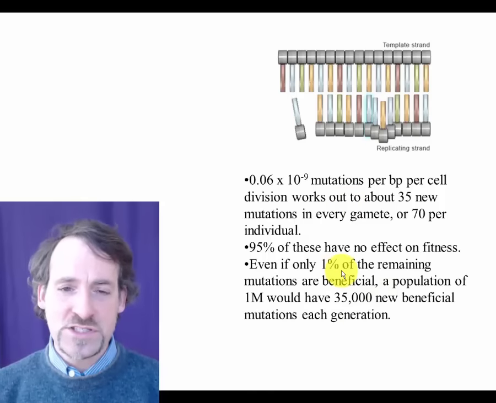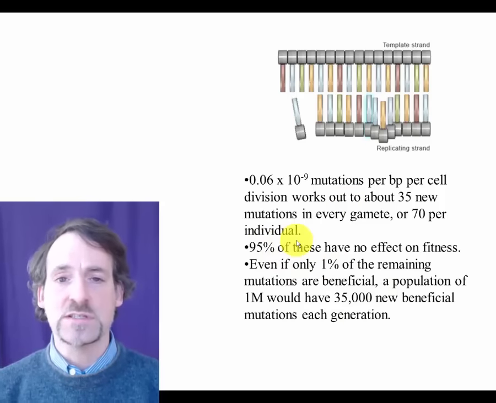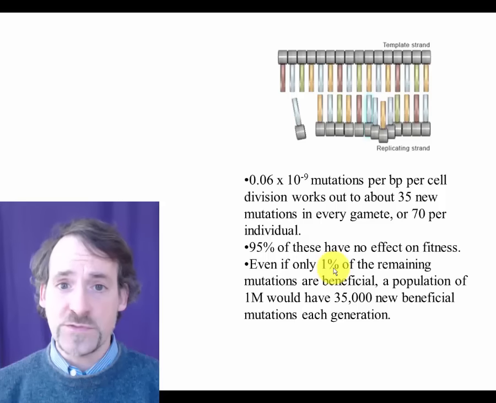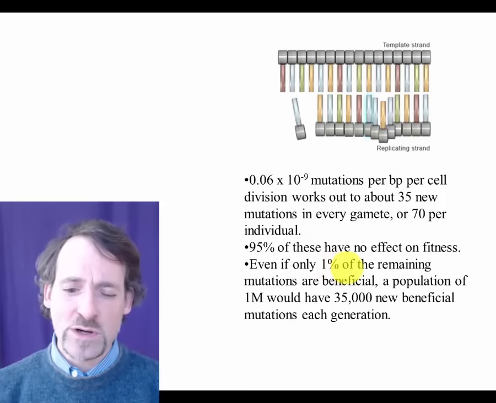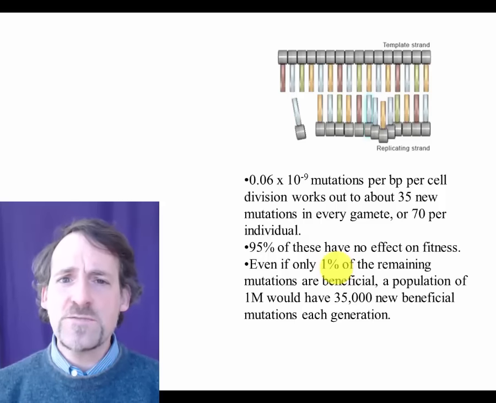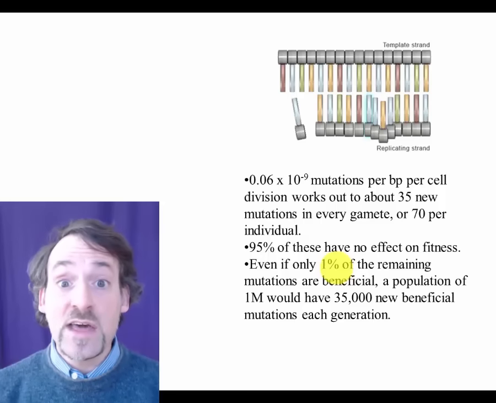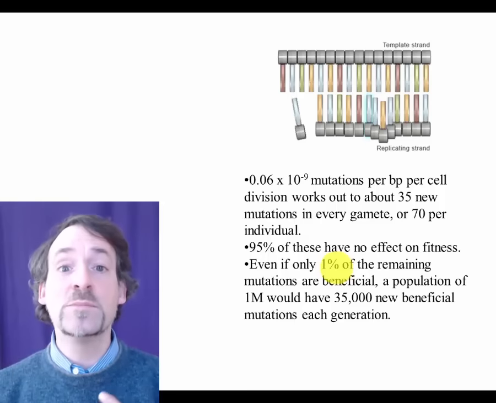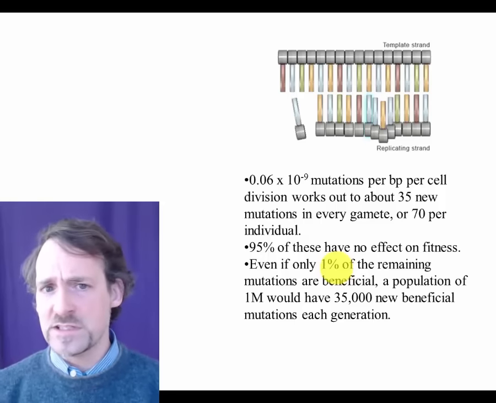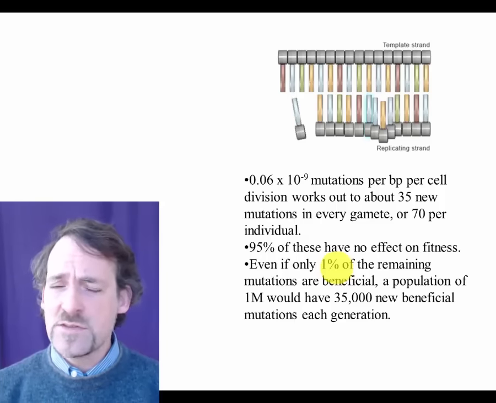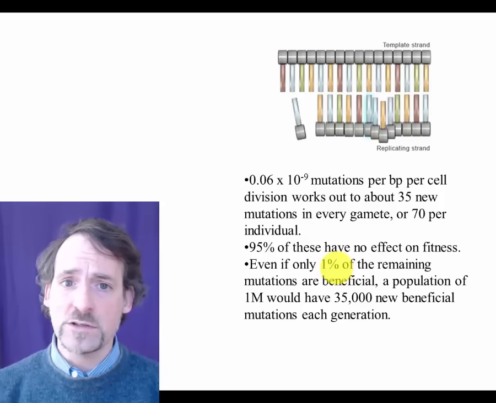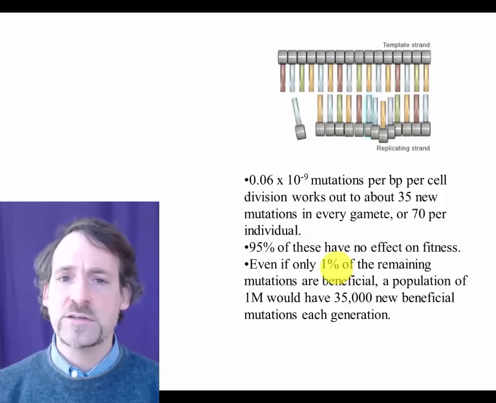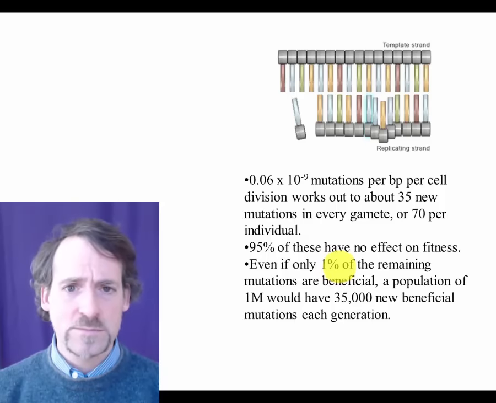Even if only 1% of the remaining 5% of mutations are useful, that means that in a population of 1 million organisms, you're getting 35,000 new mutations each generation that are actually useful, that actually help improve an organism's ability to survive and reproduce. So this is actually a tremendous amount of raw material, genetic variation, that natural selection can work with.